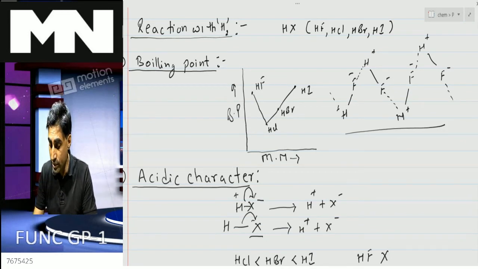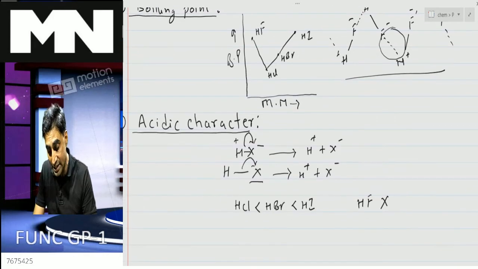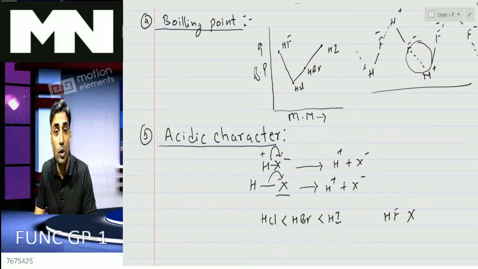It has a prominent intermolecular hydrogen bonding, as you can see here. So it will not donate H positive ion in the free state. So HF is not at all acidic. HCl, HBr and HI are acidic, and on moving down the group, their bond length increases, bond strength decreases, so it becomes easier to donate H positive ion, and therefore the acidic character increases.